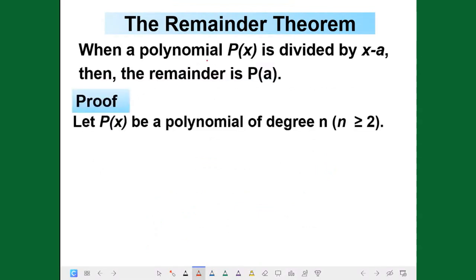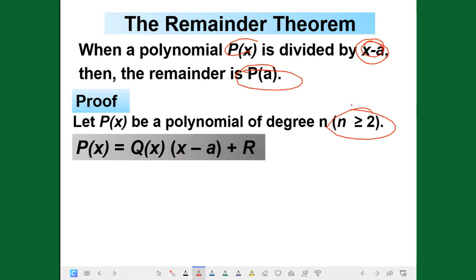Okay. Remainder theorem: when a polynomial is divided by x minus a, there is some value left over. Like the RM5 earlier, right? RM32 divided by 9 gives RM5 extra. That one is the remainder. That's all. So, proof: let P(x) be a polynomial of degree n. Okay, and then this is that one.